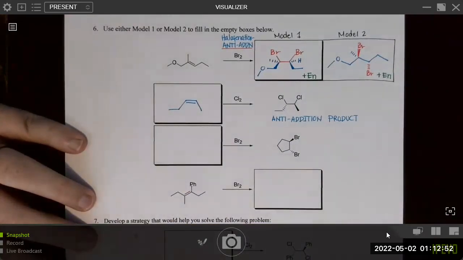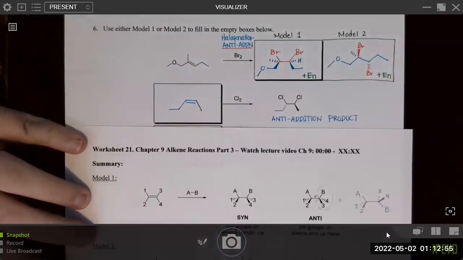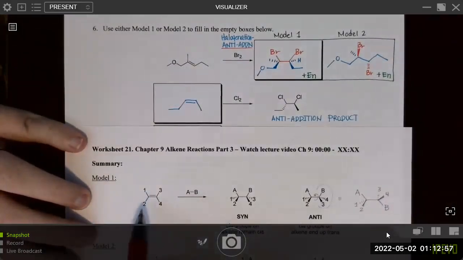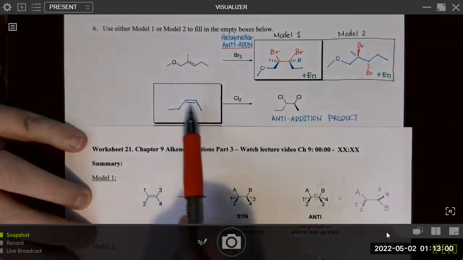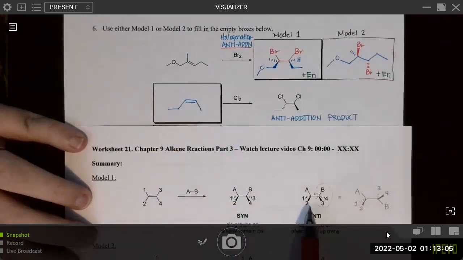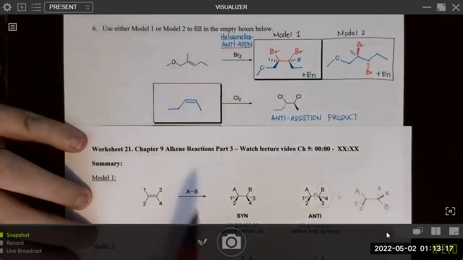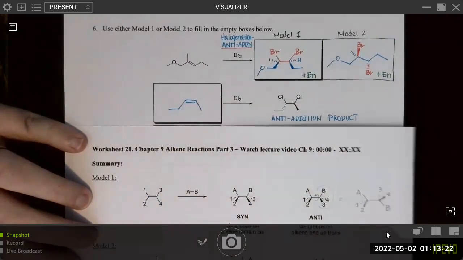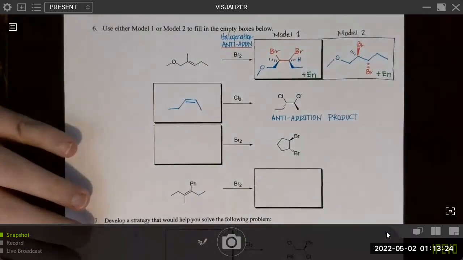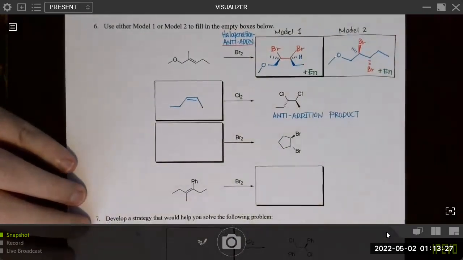You could think of this, from the model, as 2 and 4, because they're both on the same side. So 2 and 4, right? What happens to 2 and 4 in the product? They end up opposite. One's coming out at you on a wedge, one's going back at you on a dash. So that's the same thing here. One's coming out at you, one's going back. So they initially started on the same side, ended up opposite. Okay, so moving on to the next one.